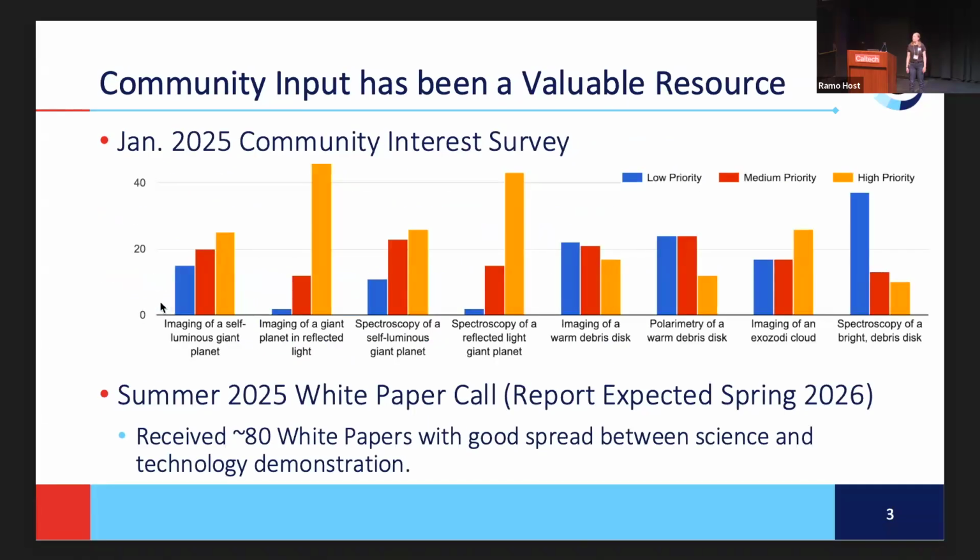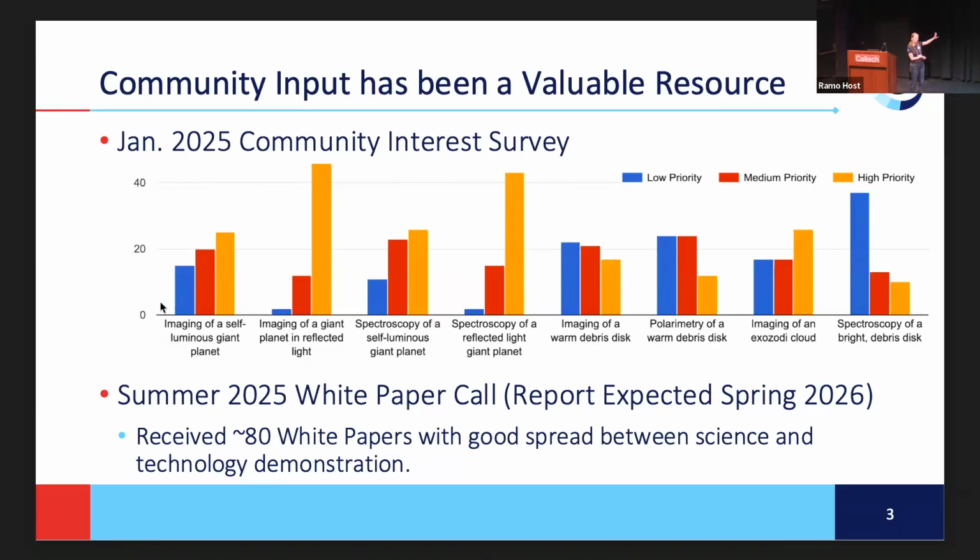So a big part of designing this observation phase came from community input. This had 2 main flavors. The first is the community interest survey that happened about a year ago, launched at AAS last year. One of the key takeaways from that was that the community seemed to have a strong sense that both imaging and spectroscopy of Jupiter analogs in reflected light was a very high priority for the Roman Coronagraph, so I hope you'll see that reflected in the OBS plans.